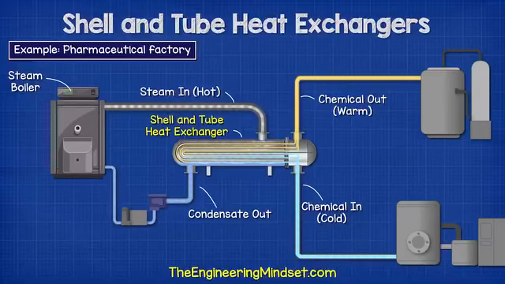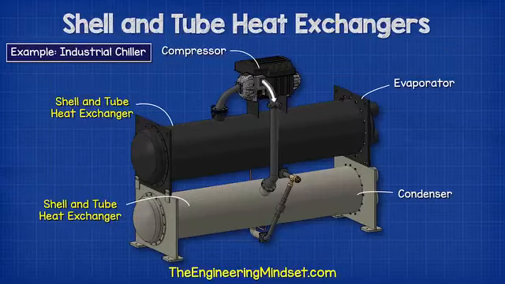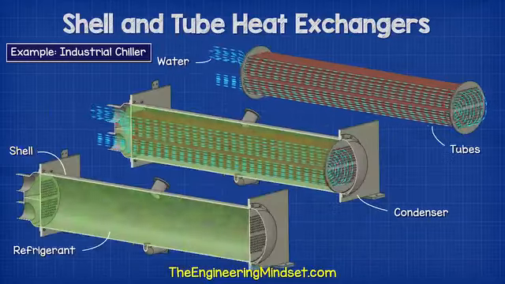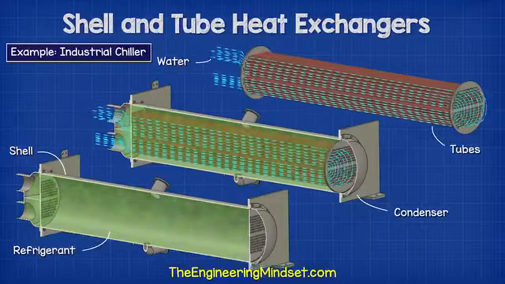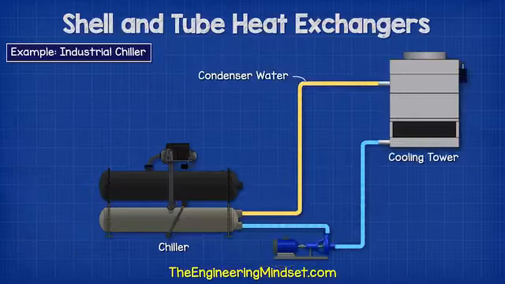Additionally, these are used in refrigeration applications, like this industrial chiller. We have the water flowing through the tubes, then the hot refrigerant in the shell. The water will absorb the heat of the refrigerant so that it can transport this to the cooling tower, where it will be ejected into the atmosphere. The water returns cooler to pick up more unwanted thermal energy from the chiller.